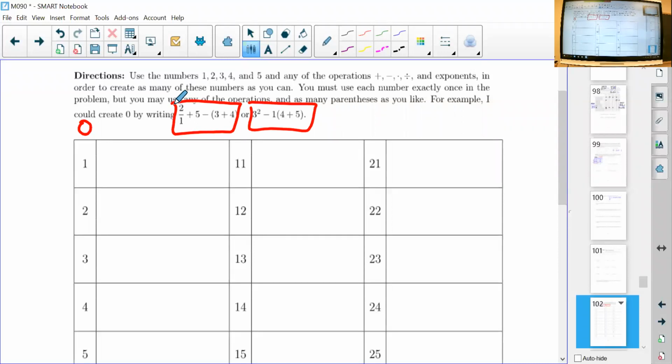What if I want to make 2? So I want to use 1, 2, 3, 4, and 5. I want each one of those used once, and some parentheses and stuff, however we want to do it, to get 2. So let's see, what if we did, here we go. Takes a little bit of time to figure this one out. That's okay.